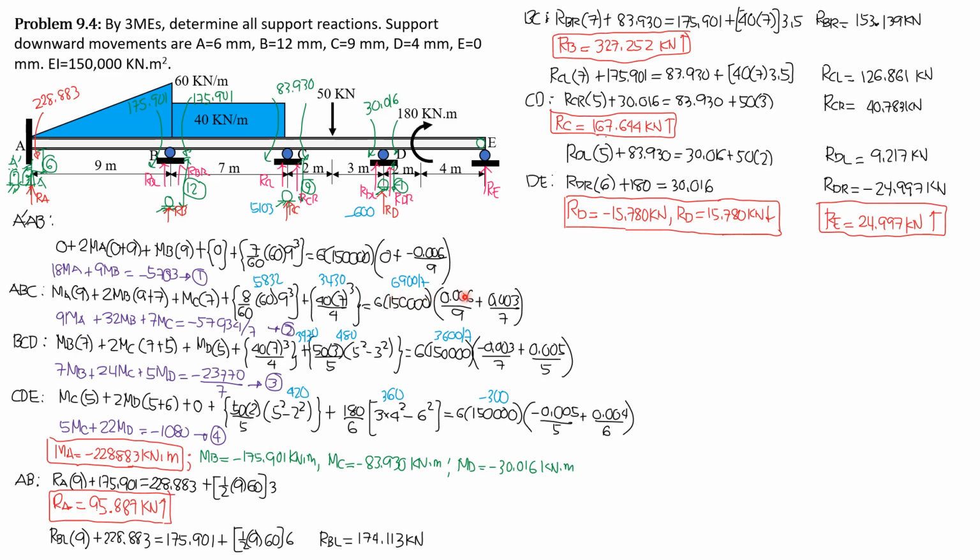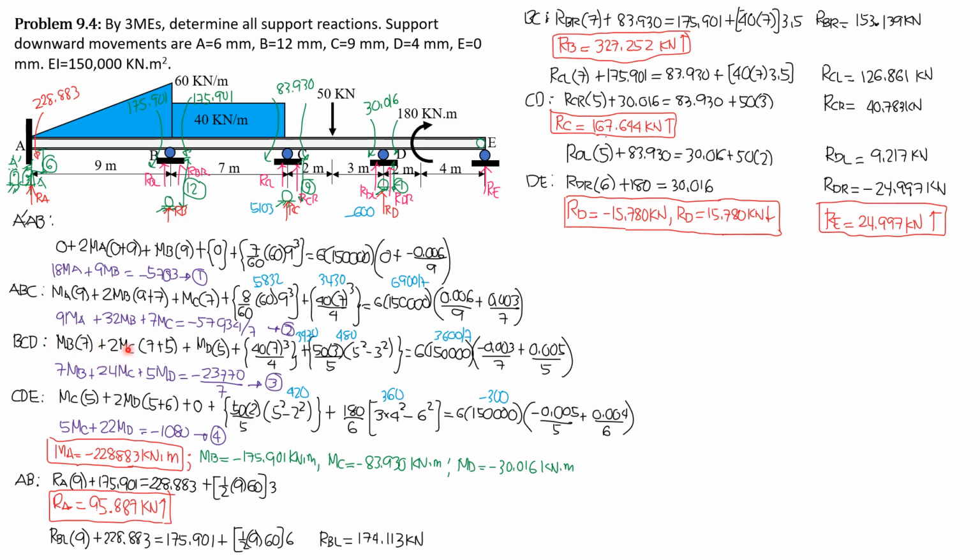The value of this term is 6,900 over 7. This one is 3,430 and this one is 5,830. So combining the constants transposed to the right, then simplifying, we have 9 MA plus 32 MB plus 7 MC equals negative 57,934 over 7. Call that equation 2.